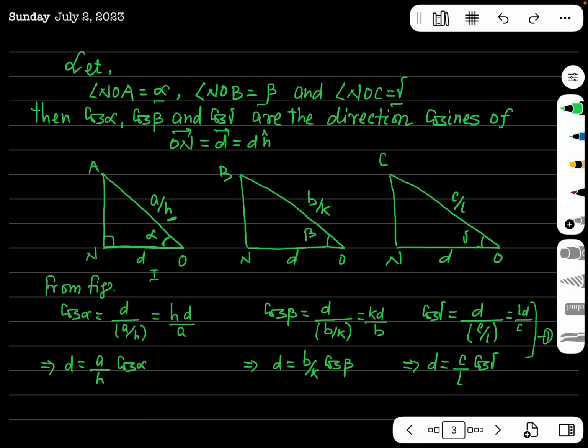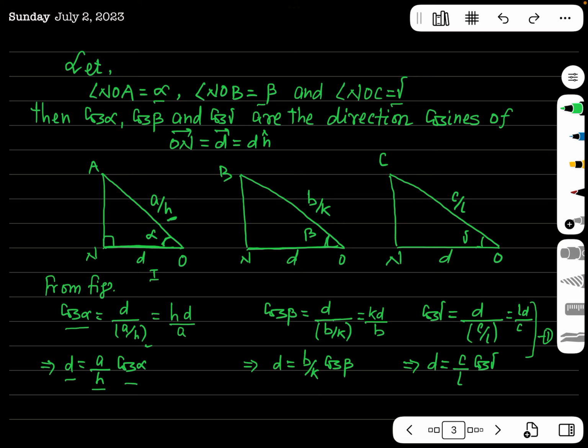From this figure, you can find the first direction cosine of the vector d, which is cos alpha. That will be ON divided by OA. But ON is equal to d and OA is a by h. So cos alpha will be d divided by a by h, or you may write it as h times d by a. And so from here we can easily say that d is equal to a by h times cos alpha.